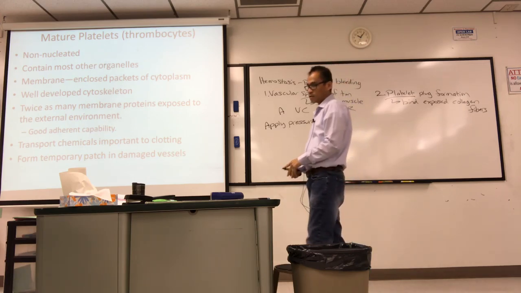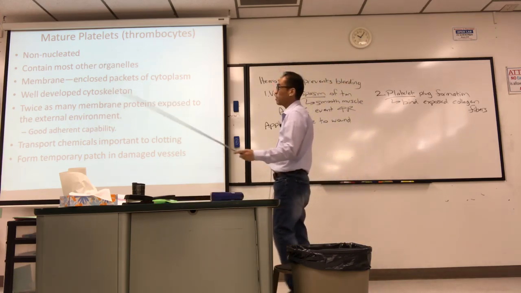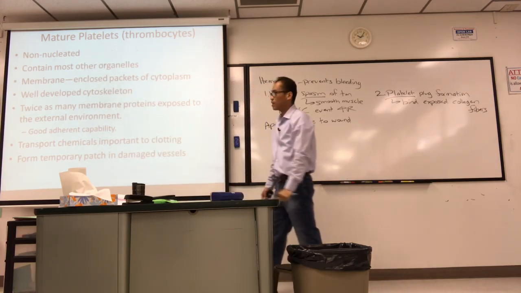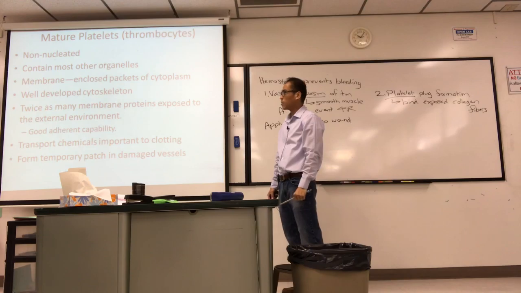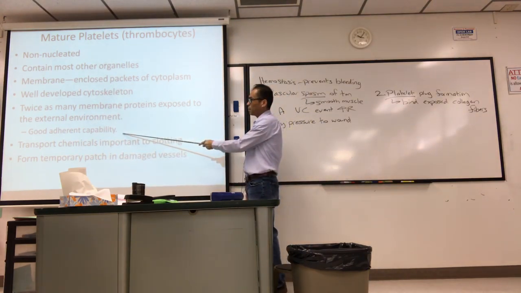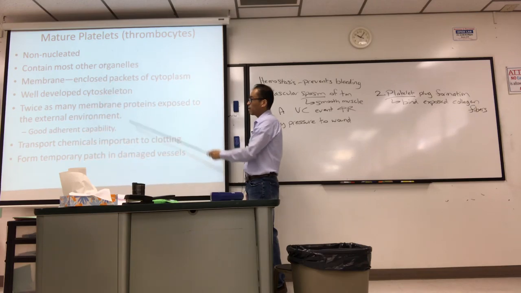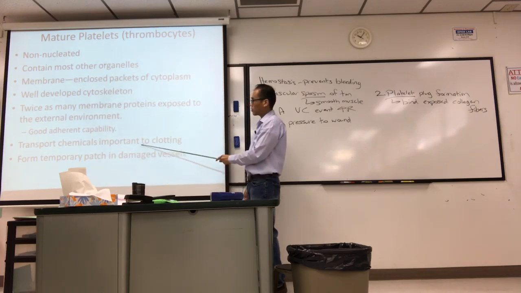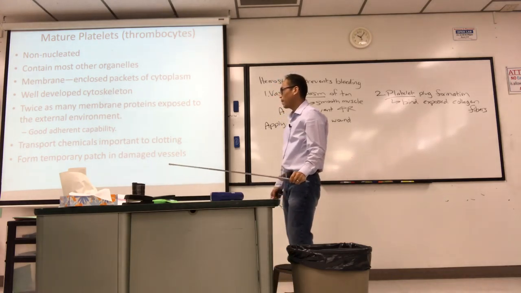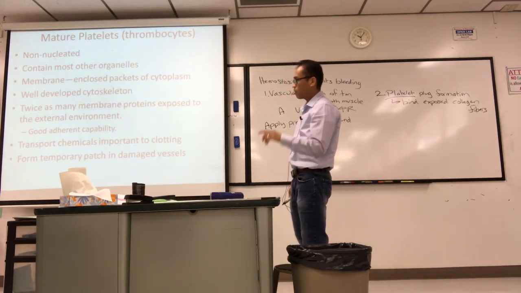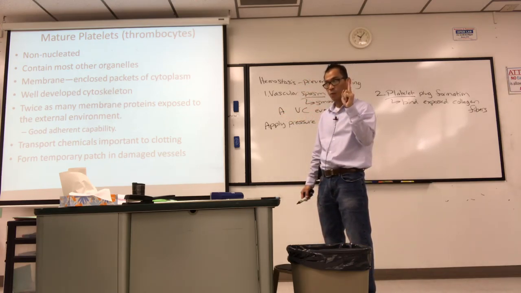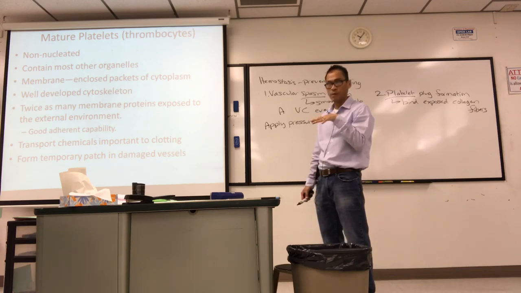So the characteristics of the platelets are shown here. They have no nuke, right? But they have most of the other organelles that would be in the cytoplasm of a megakaryocyte. I guess the thing to know is that they have good adherent capability, so they can bind. They have a lot of membrane proteins. They also transport chemicals important to clotting. So they form a temporary patch. Okay. The real plug is fibrin. That's clotting factor 1, but we're not there yet. This is just a temporary plug.